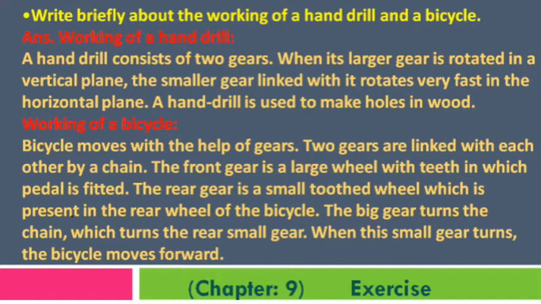The bigger gear turns the chain, which turns the rear gear. When this small gear turns, the bicycle moves forward. So here the gear moves with the help of a chain. Here the chain is not a gear, the chain acts as a pulley. Okay, we have talked about this before.